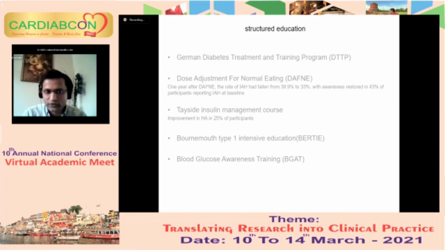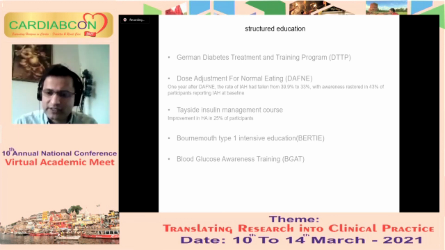The one which was used by the Tayside insulin management course has shown hypo awareness improvement in about 25% of the participants. Again, a small study, but it was a very good effect in the patient populations. BERTIE was done down south in the UK, Bournemouth, which was an intensive education program for type 1 diabetes. And if we can't fit them for this proper structured education program, then even a quick catch up with the diabetes specialist nurses or the dietitian also helps them to educate themselves.